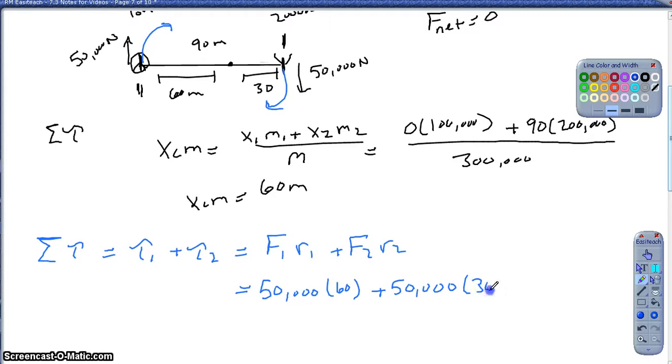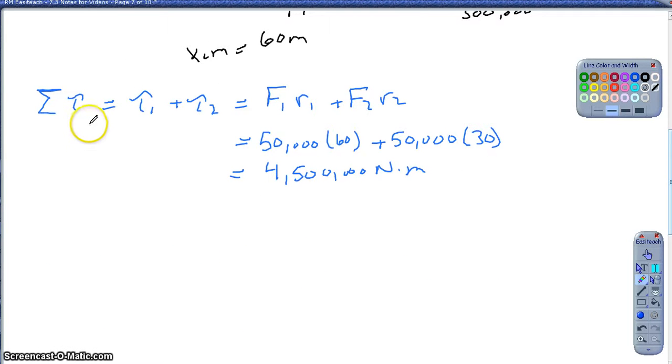So I can just use my 50,000 rule here to calculate the net torque, and I get my net torque is 4,500,000 newtons, or newton meters, excuse me. So that's my net torque. So now that I know my net torque, the question becomes, okay, how does that help us, right? We use the center of mass, we found our net torque, what can we do with that?